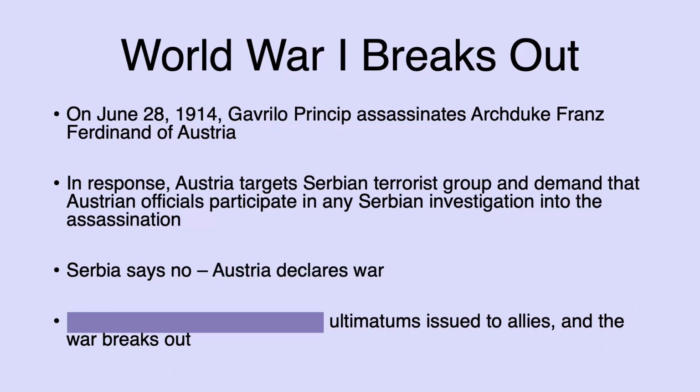And because of this, Austria declares war. Russia comes to the aid of Serbia. Remember, we have those two alliances. So Russia comes to the aid of Serbia. Ultimatums are issued to the Allied powers, and war ultimately breaks out between those Allied powers and those Central powers.